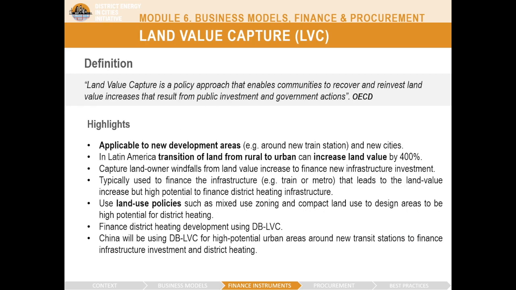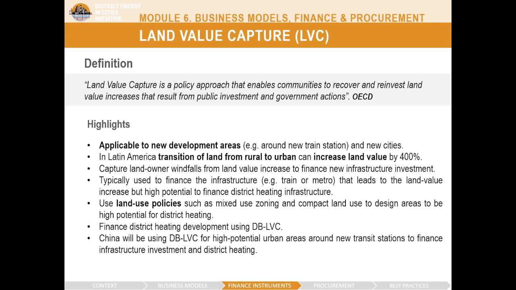Land value capture. Land value capture is a policy approach that enables communities to recover and reinvest land value increases that result from public investment and government actions. Land value capture is rooted in the notion that public action should generate public benefit. Public investments, such as building transportation or sewer facilities, can increase adjacent land values, generating an unearned profit for private landowners. The unearned value, the increase in land value which otherwise profits landowners cost-free, may be captured directly by converting it into public revenue.